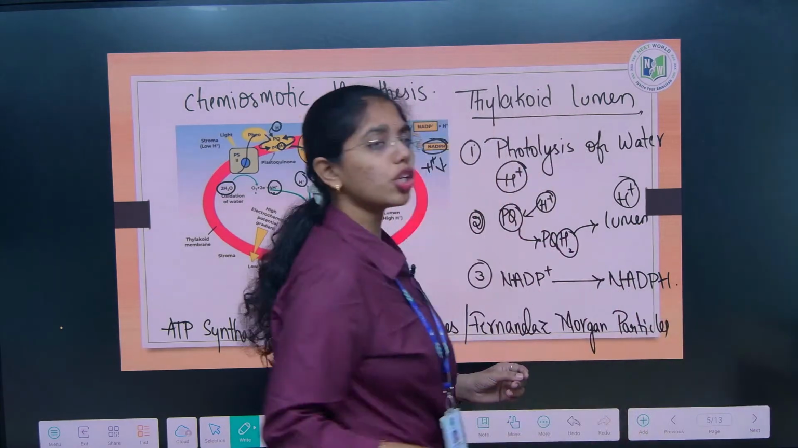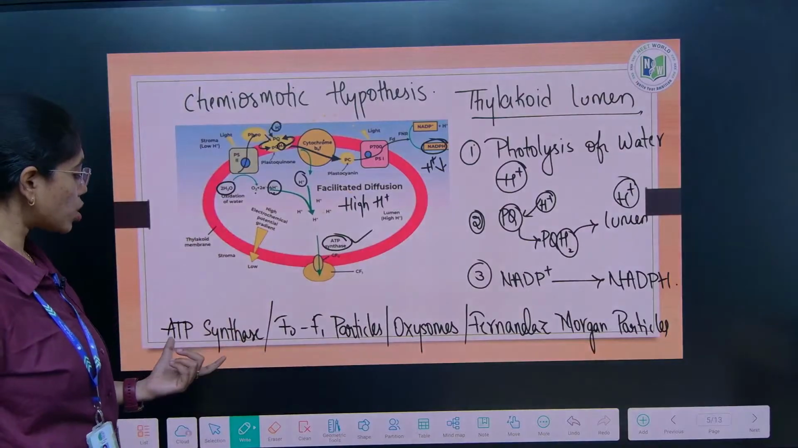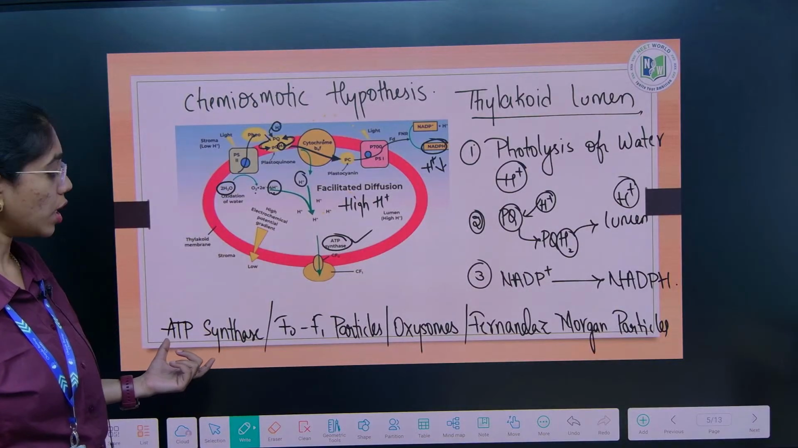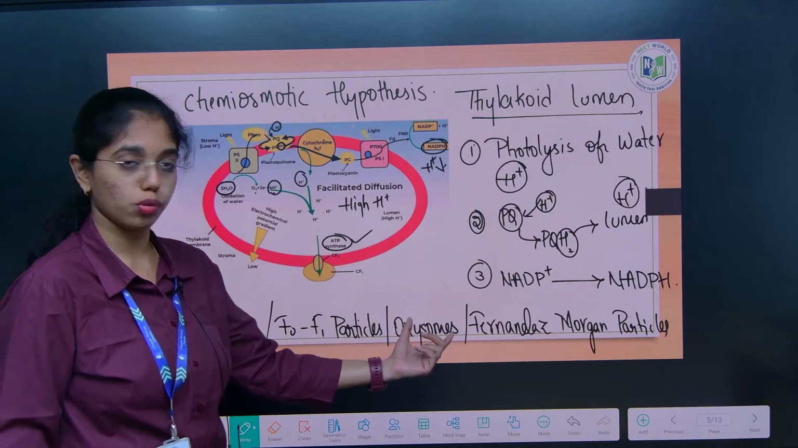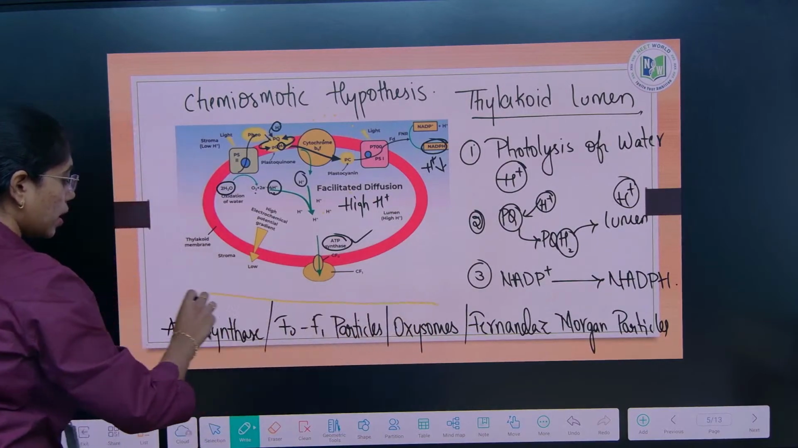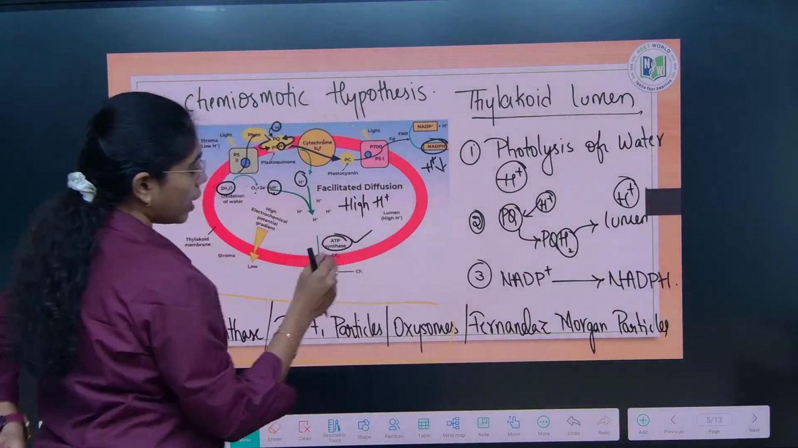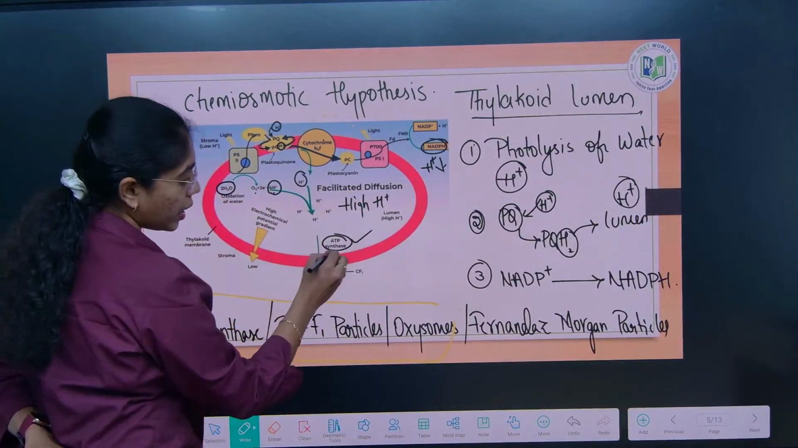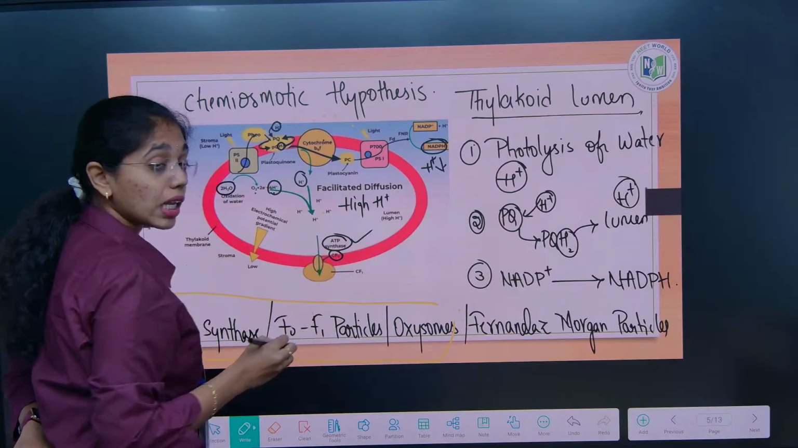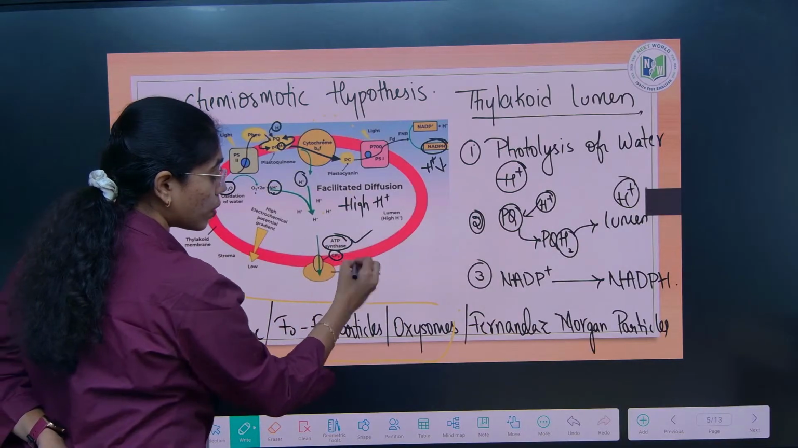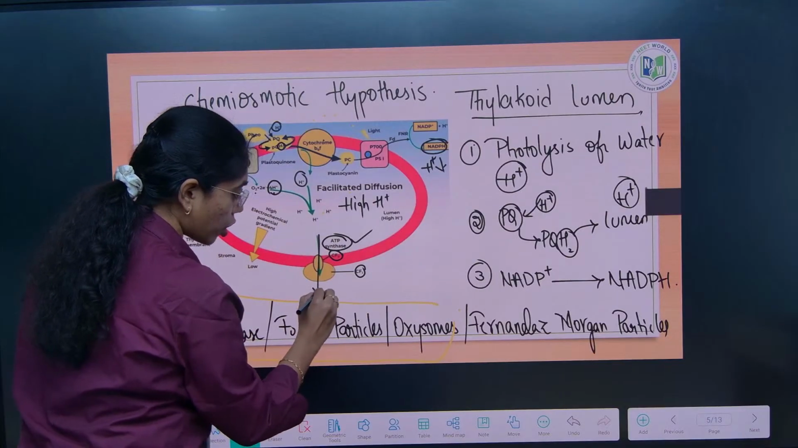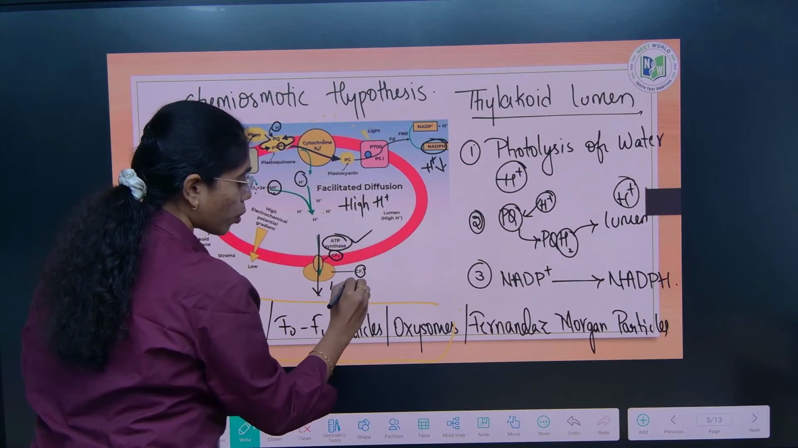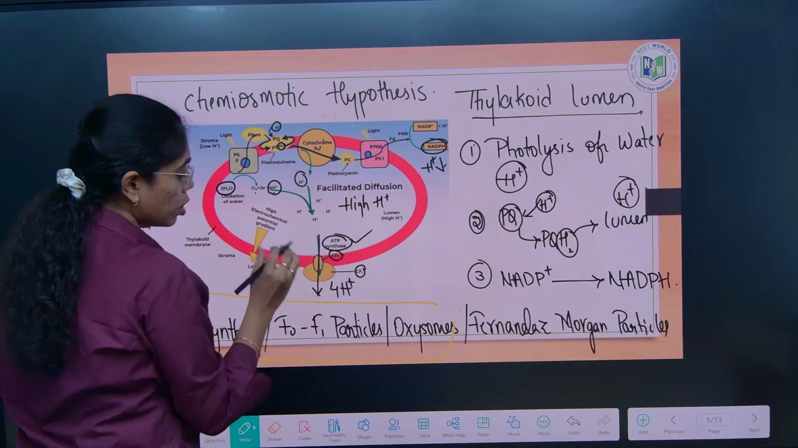This has these many synonyms. Most of the times in your questions, it will be asked either with the name of ATP synthase or with the name of F0, F1 particles or oxysomes mostly. So, remember these three for sure. Here the F0, F1 complex is there. F0 is embedded inside the membrane, F1 is towards the stroma. In a single run, the F0, F1 complex will pump 4 protons from lumen to stroma.